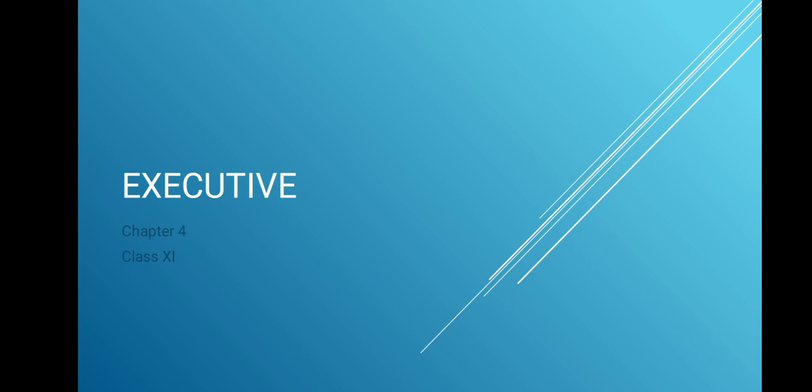This is your fourth chapter in your book, Executive. In your previous terms, you have studied that there are three parts of government: one is legislature, second is executive, and third is judiciary. Now, in brief, you have studied about it, but today we discuss executive in detail.